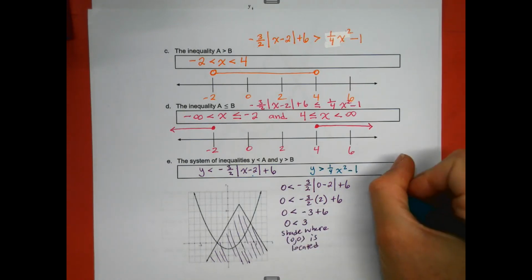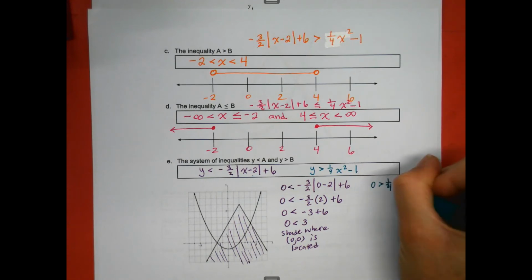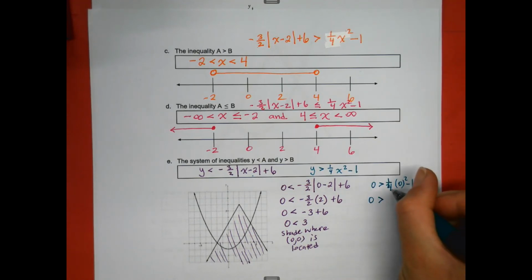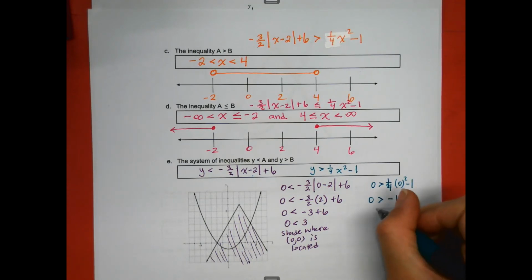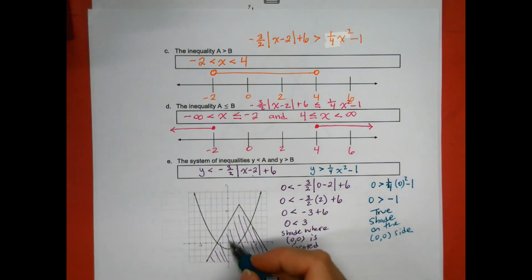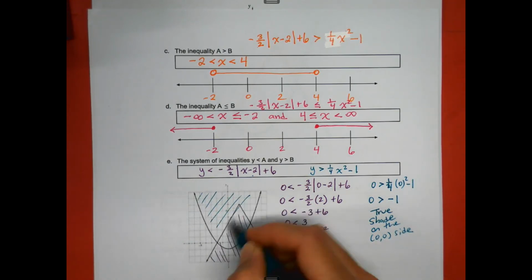Again, you could check a point. For example, we could check 0, 0. You never want to check a point that is on the actual line. So 0 is greater than 1/4 times 0 squared, which is 0. So is 0 greater than negative 1? That is true. So we shade on the 0, 0 side. So 0, 0 is above our parabola, so we would shade here.